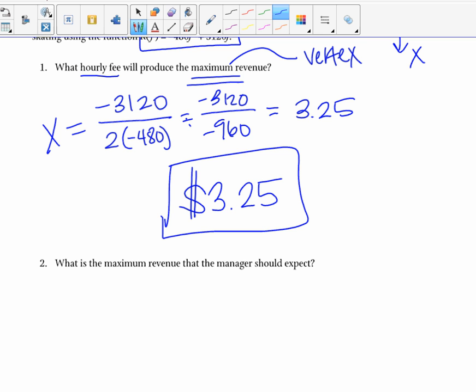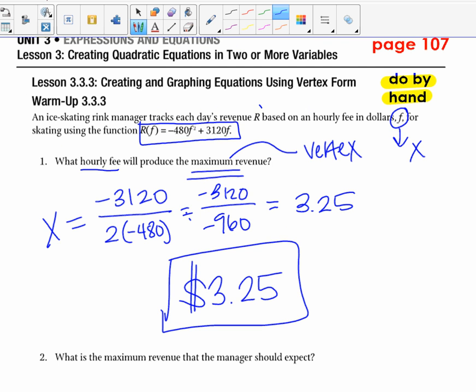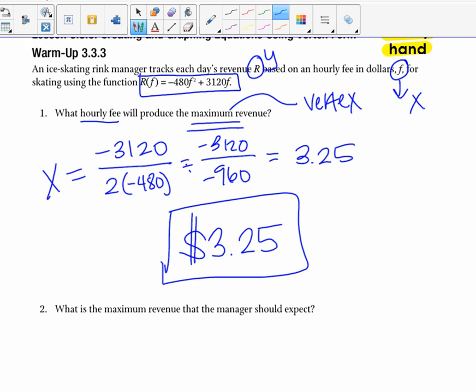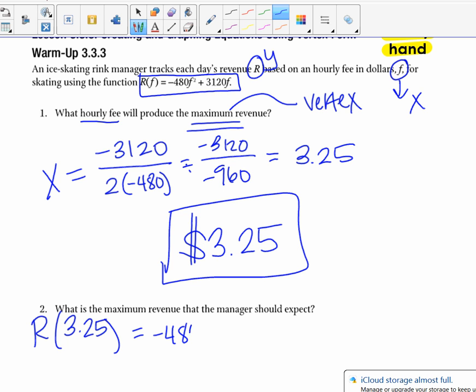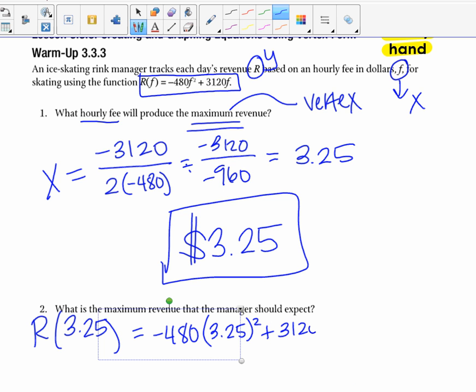So then the next part says, what's the maximum revenue the manager should expect? Well, the revenue is your R, which is your Y, because it's R of F. So what you're going to do is take that 3.25, figure out the revenue when it's $3.25 an hour, which should be negative 480 times 3.25 squared plus 3,120 times 3.25, right? Put that in your calculator as is with parentheses.